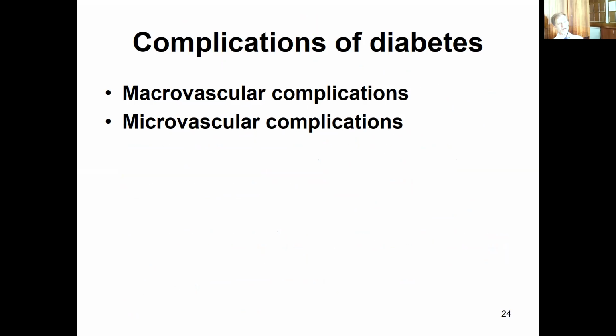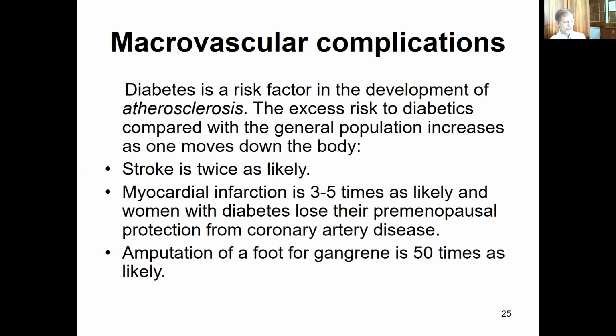Okay, let's start again about complications of diabetes. I told you that the number one target for diabetes is vessels. We have big vessels and we have small vessels. Diabetes may cause macrovascular complications, big vessels, and may cause microvascular complications, small vessels. Big vessels are arteries. Small vessels are capillaries and arterioles. What happens with these vessels?